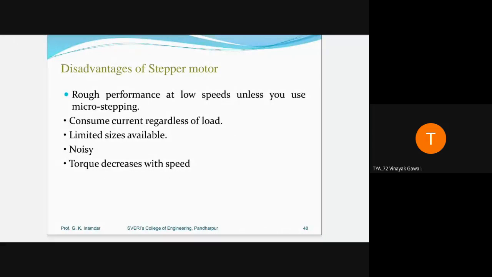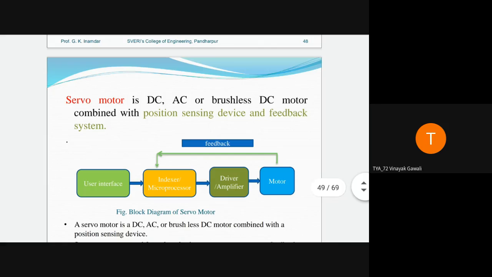Noisy motor, it makes a lot of noise. Very noisy motors. Torque decreases with speed; according to the speed, torque will decrease. These are some disadvantages of the stepper motor. The next motor is the servo motor. What is the difference? Only a feedback system is added.